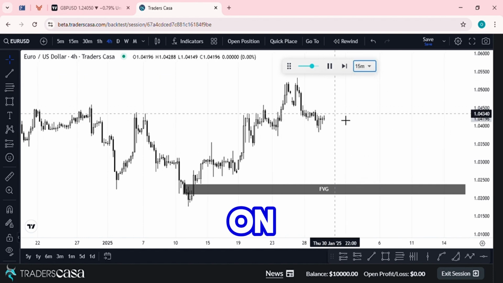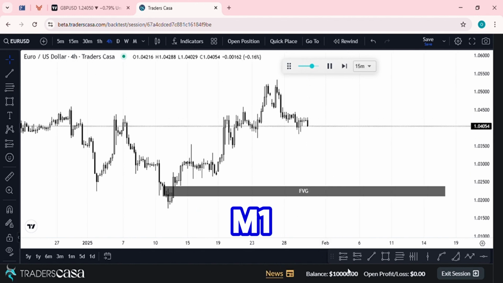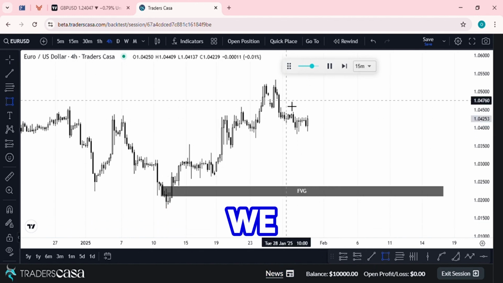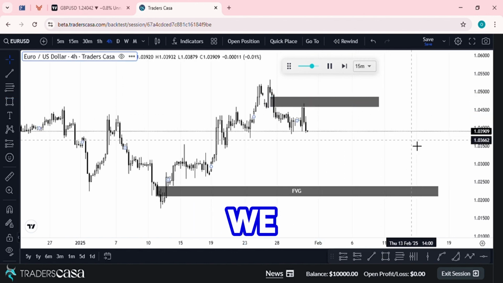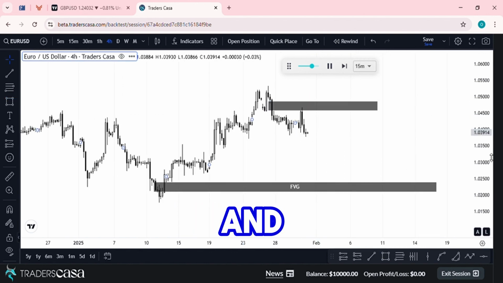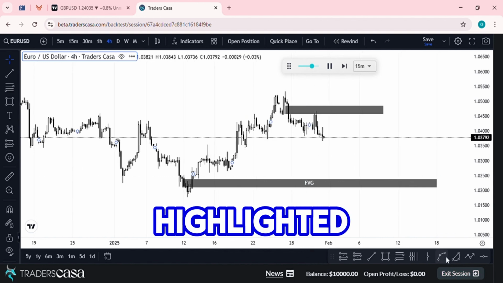So a quick breakdown on how we took this trade. First of all, you can see EU on the screen. I'm going to be right into M1 just to show you the important portions. But first of all, we have this supply zone over here. We have this run of liquidity zone. We had a build up of liquidity, run of liquidity, and push down. We've identified the order block or refined IFC in there, highlighted as a supply zone.